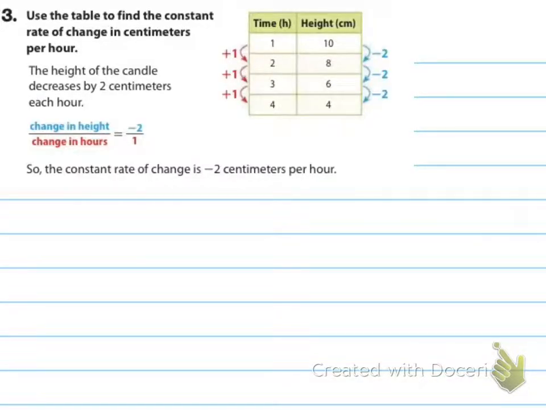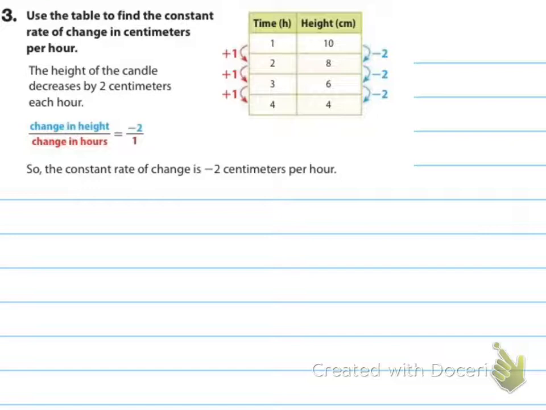Alright, so using the table to find a constant rate of change in centimeters per hour. So we've got 1 hour, we go 10 centimeters, 2 hours, we go 8 centimeters, 3 hours, it's 6 centimeters, and 4 hours, it's 4 centimeters.